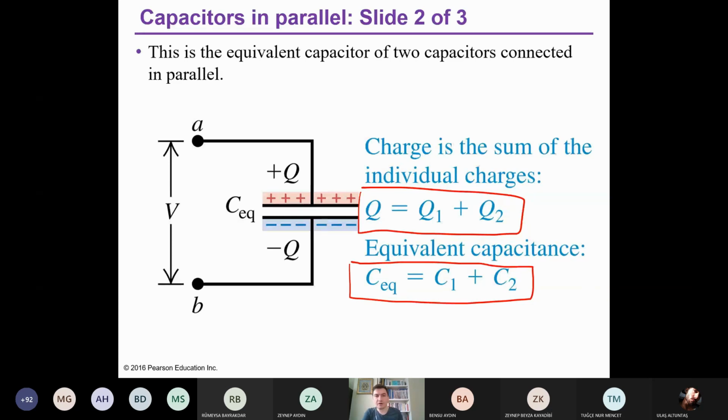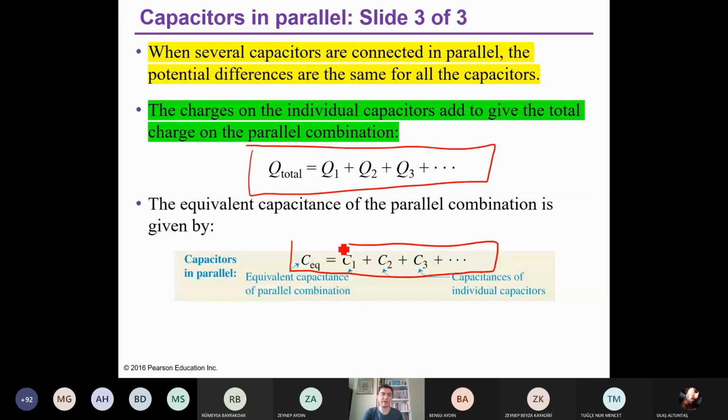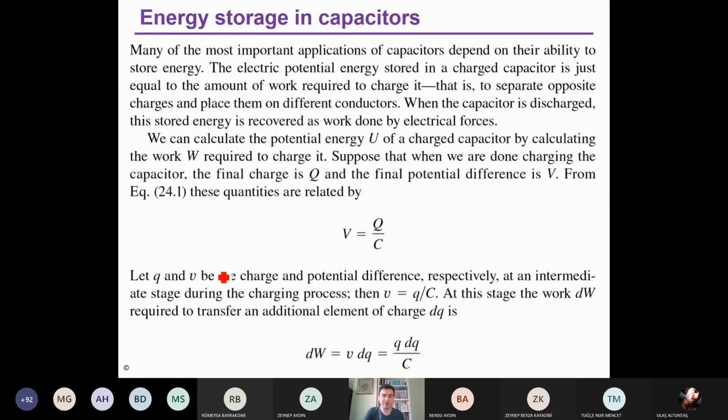Any question here? Okay, if you have more than two capacitors, three or four capacitors, then the total charge of the system in parallel combination is given by the sum of the charges of each capacitor, and the equivalent capacitance, again in parallel combination, is given by the sum of the capacitances of the individual capacitors. So this was the parallel and series combination of capacitors. Here I have a few examples, then I will continue with the energy storage in capacitors. Let me finish these two examples and then we can have a break.